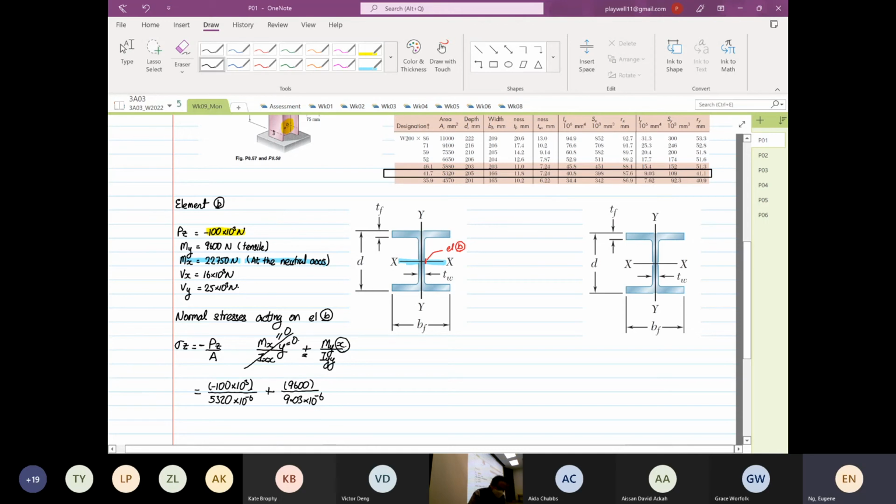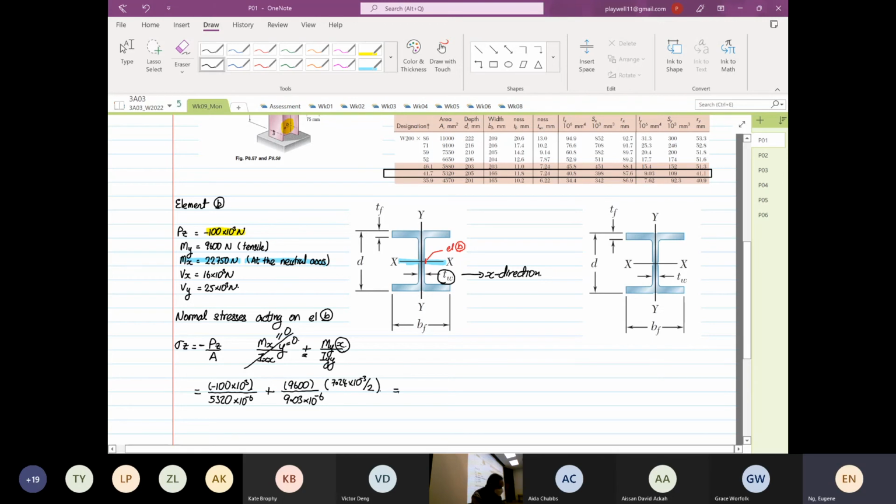Now is the x distance. That's where we have to be careful about this x distance. So if you see, the x distance is this direction, the x direction. So the x distance is equal to tw, the thickness of the web, divided by 2. So thickness of the web is 7.24 times 10 to the power minus 3. You divide by 2. Let me check again. 7.24 times 10 to the power minus 3. Yep, that's it.